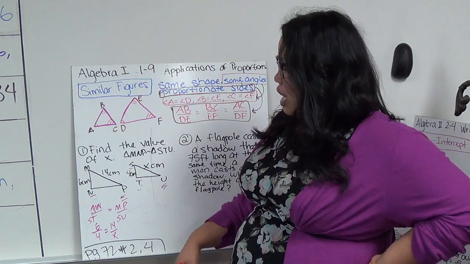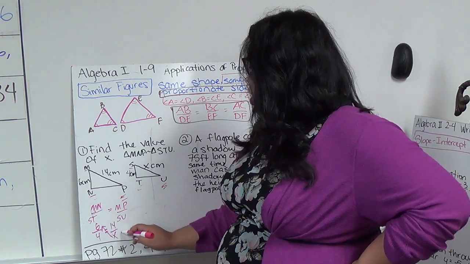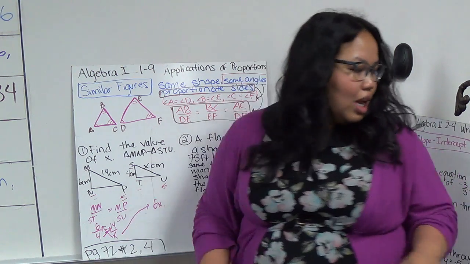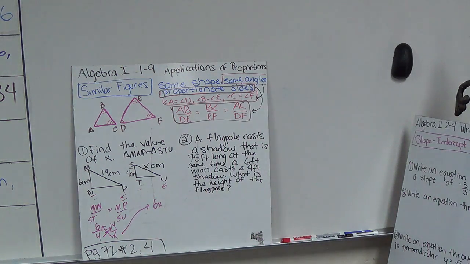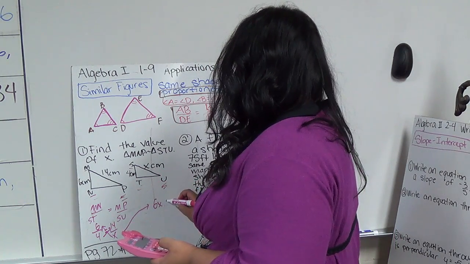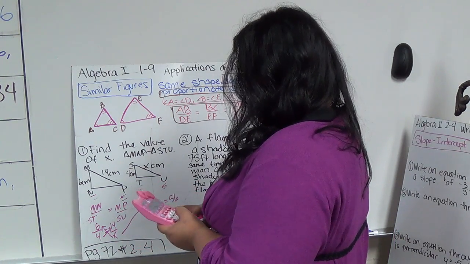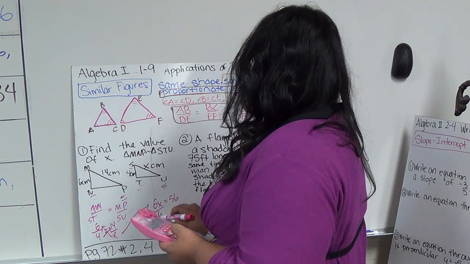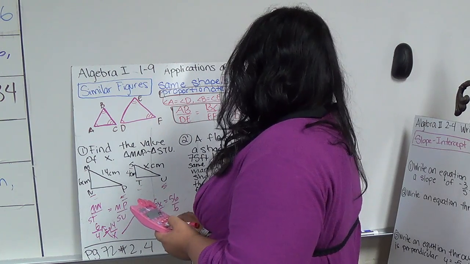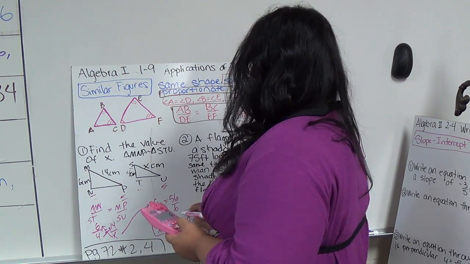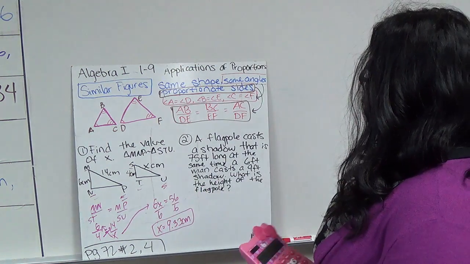Once I have that set up, I just cross multiply. I end up with 6X and 4 times 14, which gives me 56. So X, divide both sides by 6. I get X equals 9.33 centimeters. Right?